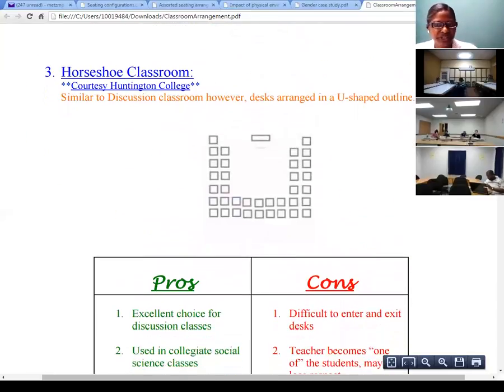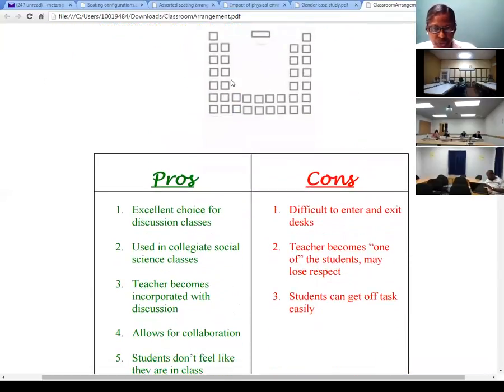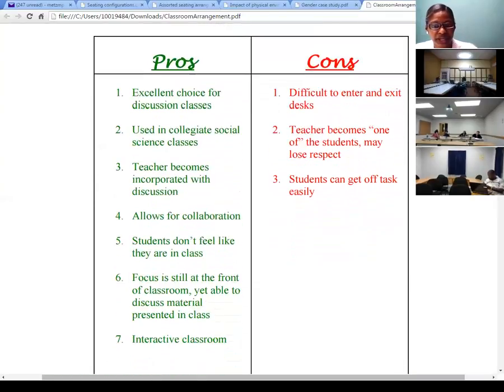All right, this one is a U-shaped one. We had seen one like this, but this has two rows, just to accommodate the number of students. So you don't have as many rows as you would have had in the traditional classroom setting. You have two rows, but it's U-shaped or horseshoe. It's suggested, and it's just a suggestion. It's excellent for discussion. It's usually used at the college level for social science classes. Teacher becomes incorporated with the discussion.